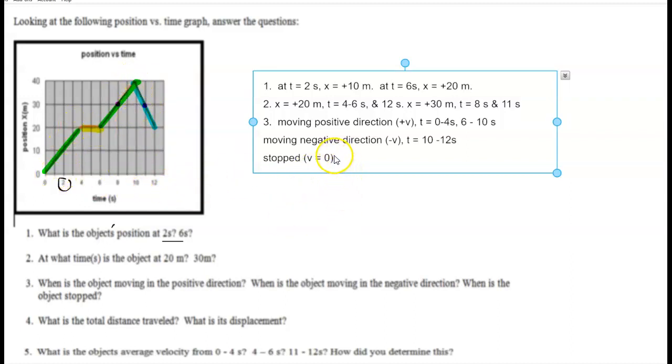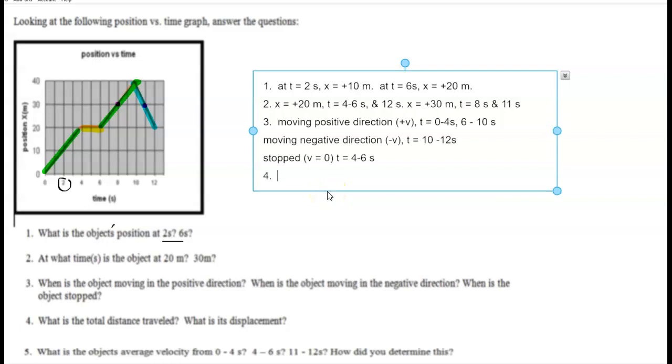The last part, when it's stopped, velocity is 0. So no velocity or no slope occurs from times equal to 4 to 6 seconds. So it should be staying at the same location, and that's what happened. So like it stopped here at 20 meters for that time. So that horizontal yellow line there, it is not moving. Okay. So those are the answers to number 3.